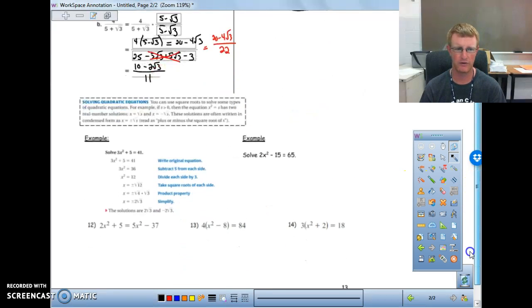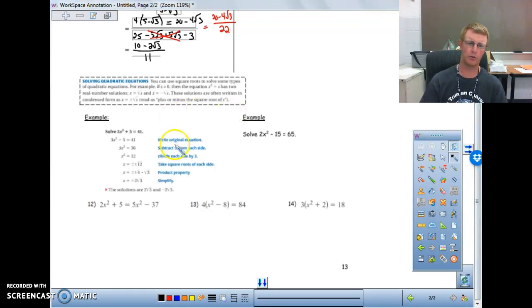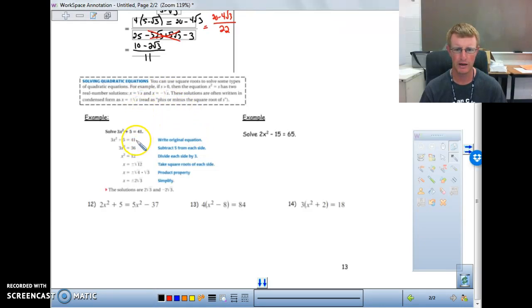Okay, moving on to the next part. Here's where we're going to be solving equations. So we have a couple of problems here to do. And this one is shown for you.